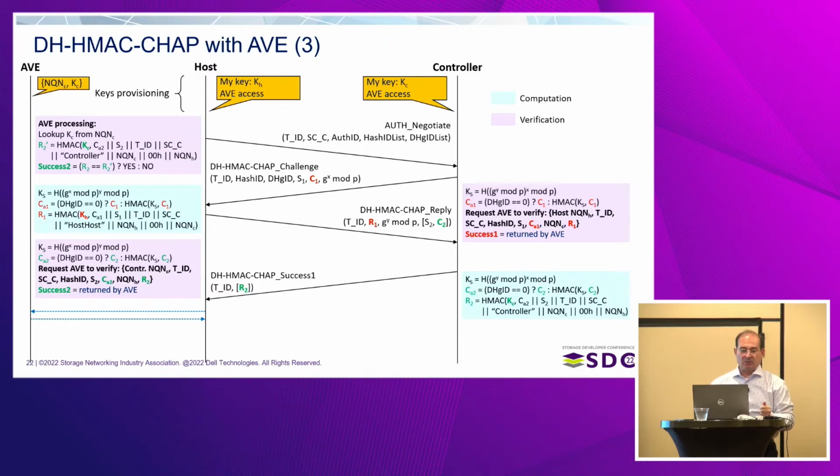The AV does the lookup of the key of the controller, computes the expected response, and verifies if it is the same. If it is the same, authentication is successful, otherwise not. So this is just a delegation of the verification function to this authentication verification entity. That's why it's called authentication verification entity. We delegate the verification function over there.